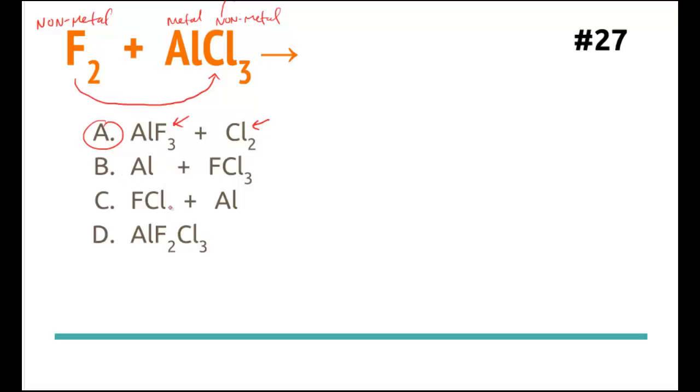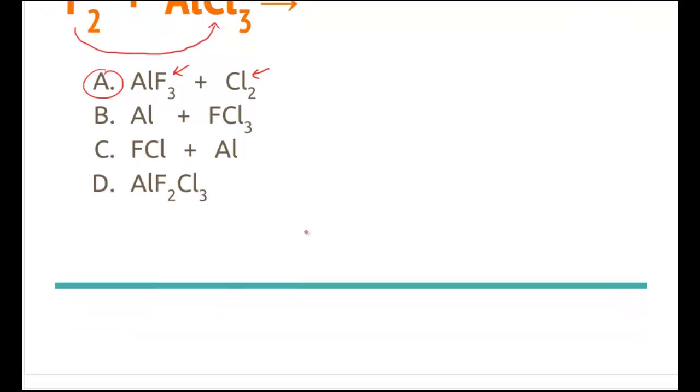B is a common misconception of students where they think that the fluorine kicks the aluminum out. They just kick out whatever's first. That doesn't work. That's not how it's going to shake out. And D would look more like a synthesis reaction, which we wouldn't deal with for this.